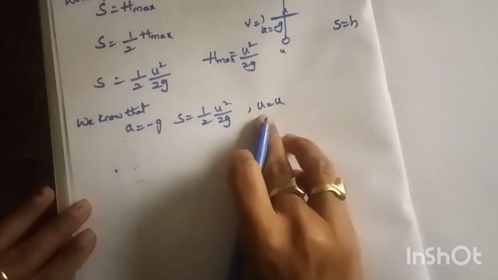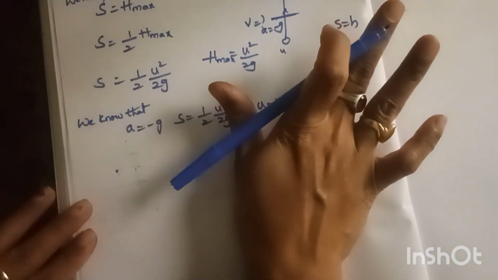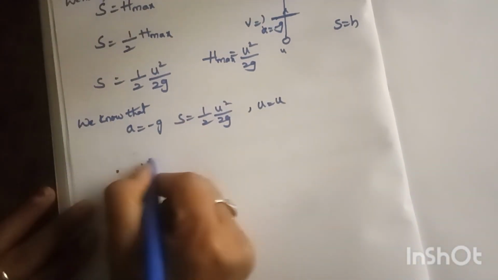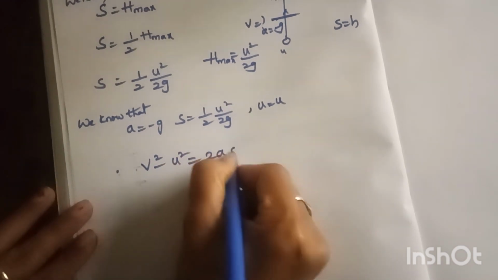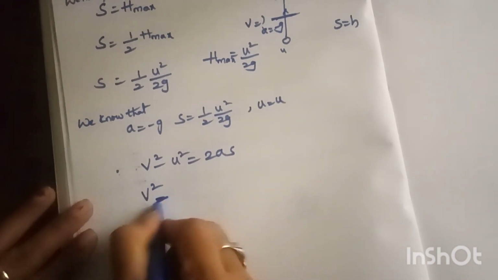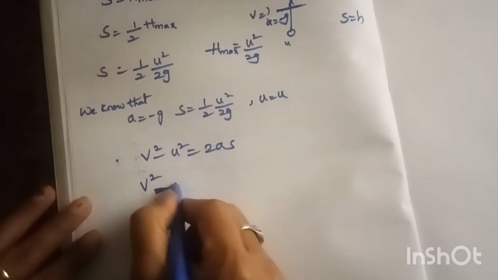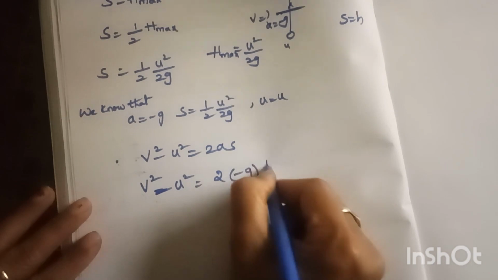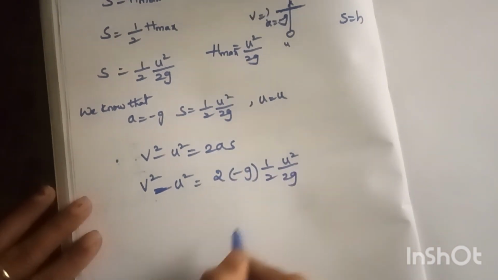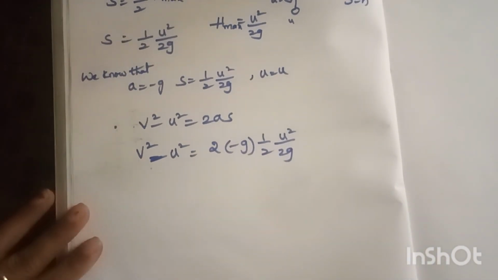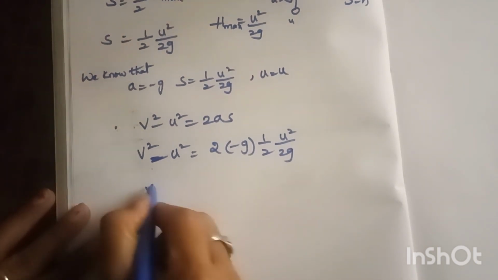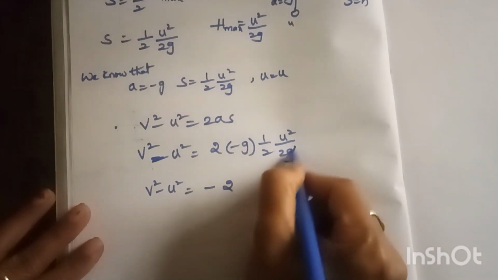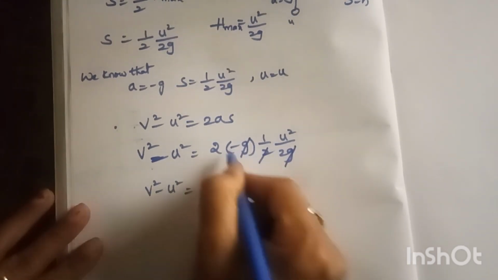u becomes 0 for a freely falling body only; for a vertically projected body u does not become 0. So v square minus u square equals 2as. We are going to calculate v only. So v square minus u square is equal to 2 into a, which is minus g, into s, which is half u square by 2g. So v square minus u square equals minus 2 into half u square by 2g. g will be cancelled here, 2 will be cancelled here.